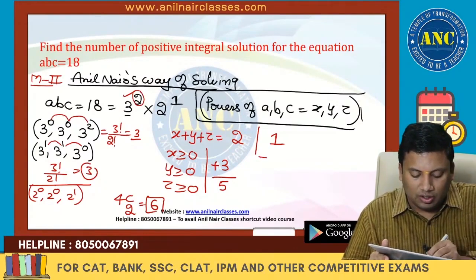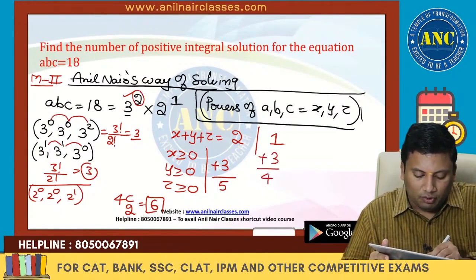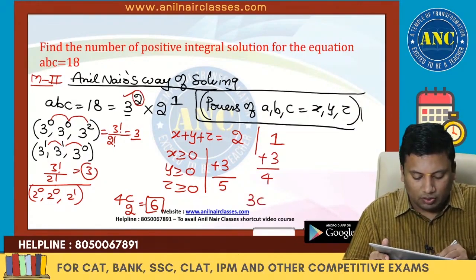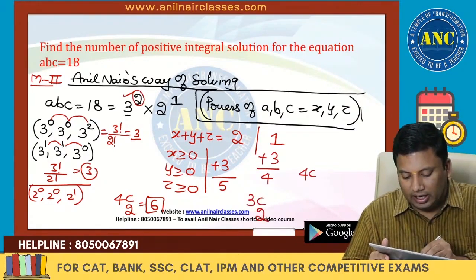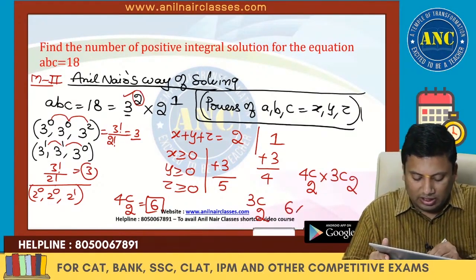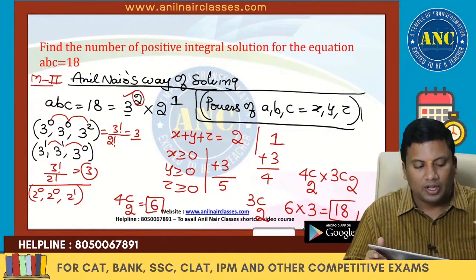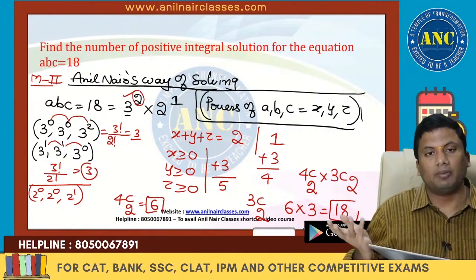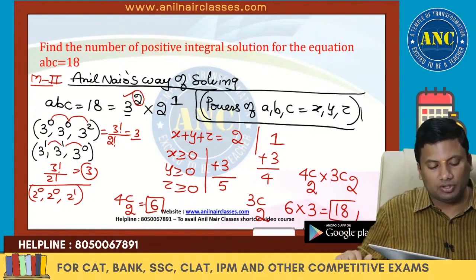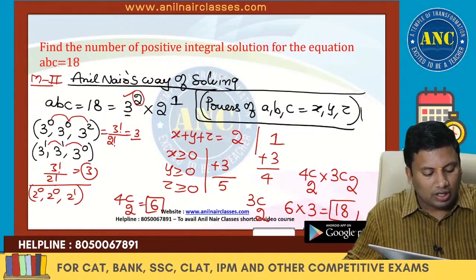0, 0, 0. 1 plus 3, 4. 4 is nothing but 3c2. Answer is nothing but directly 4c2 into 3c2. 4c2 is 6. 6 into 3, which is nothing but 18. Beautifully, by using integral solutions, you can solve the problem.